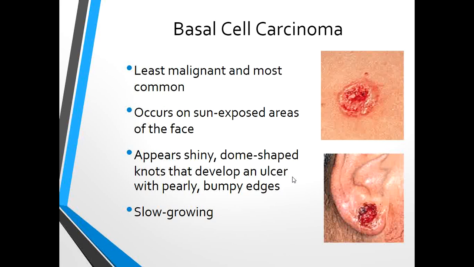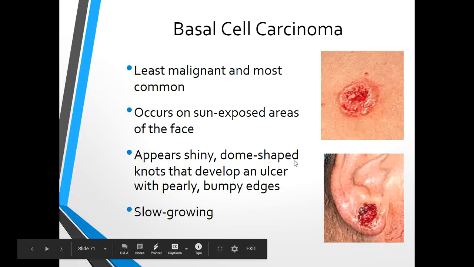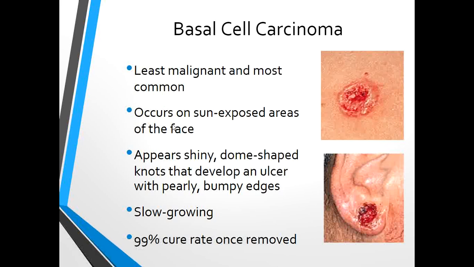Basal cell carcinoma is very slow growing, so it takes a while to get to the size that you see in the picture. And the good news is an individual with basal cell carcinoma has a 99% cure rate once they remove the basal cell carcinoma. So it's very important to have it removed at an early stage.